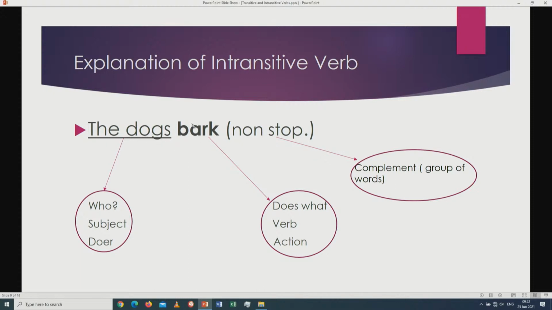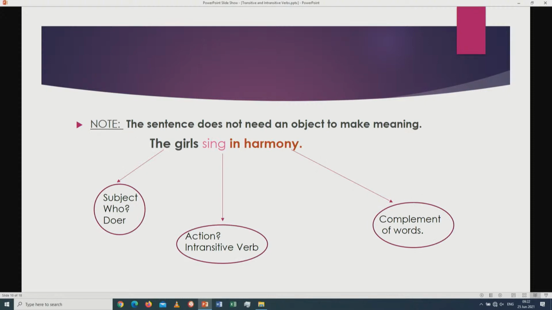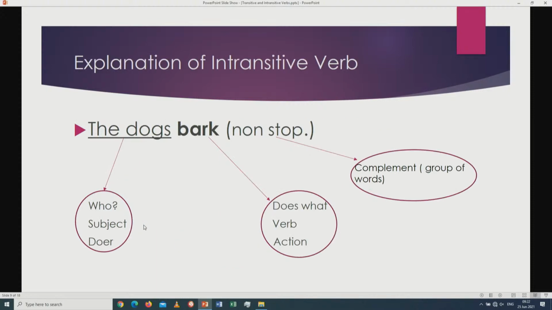I hope you can see that the verb does not carry on to an object. There's no object here. There is a group of words that describe what the dogs are doing. Right, let's carry on. There's a note for you. It says the sentence does not need an object to make meaning. When we go back to the previous sentence, the dogs bark. If we stop there, it makes sense.